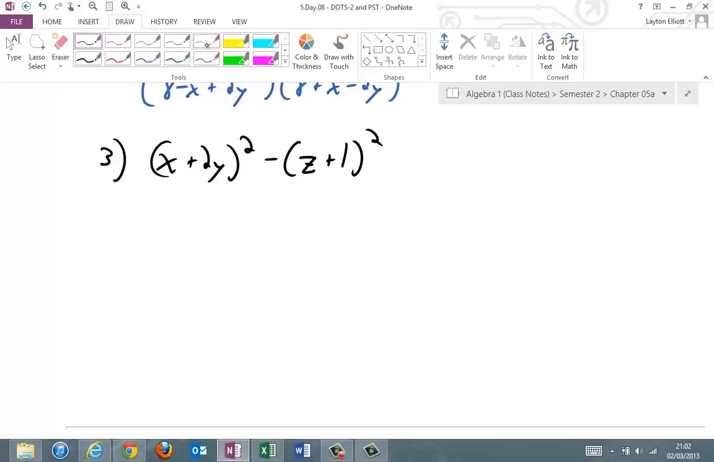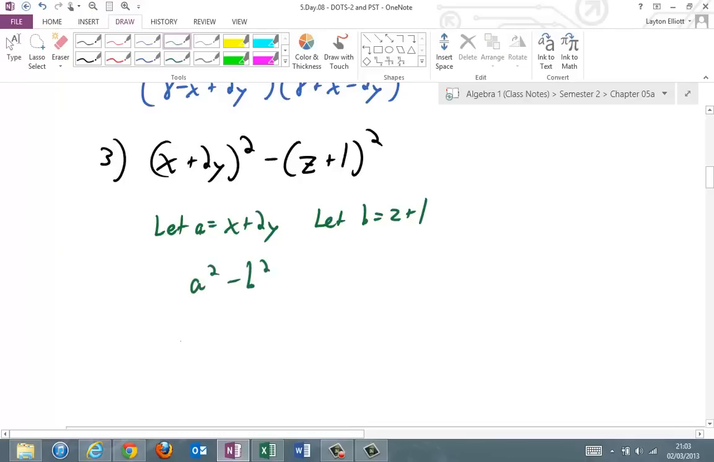So sometimes what I'll do, and this is just an option, is to say we're going to let a be equal to x plus 2y, and then we're going to let b be equal to z plus 1. And so I'm going to replace that and make it a squared minus b squared. Well, I know how to factor that. That's just a minus b times a plus b.